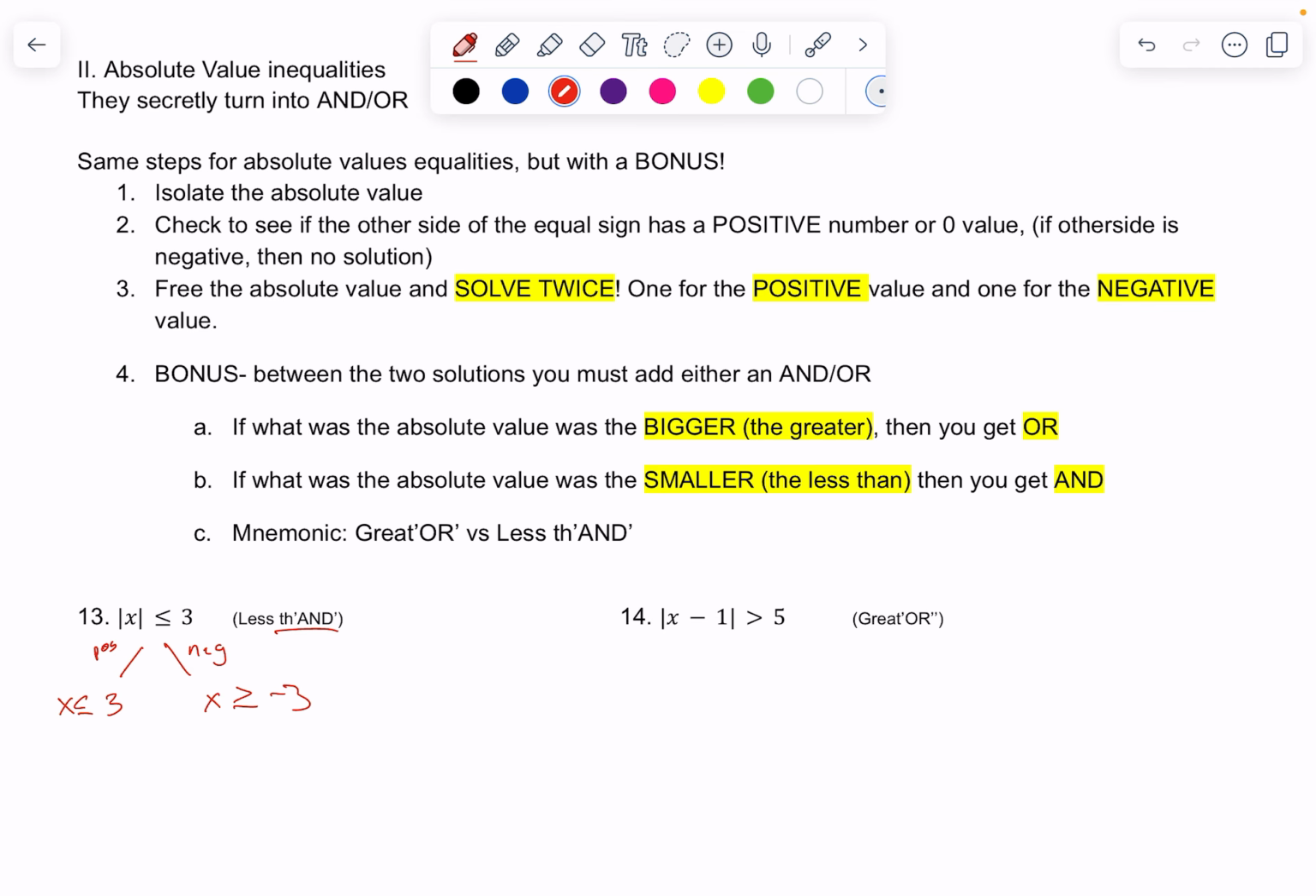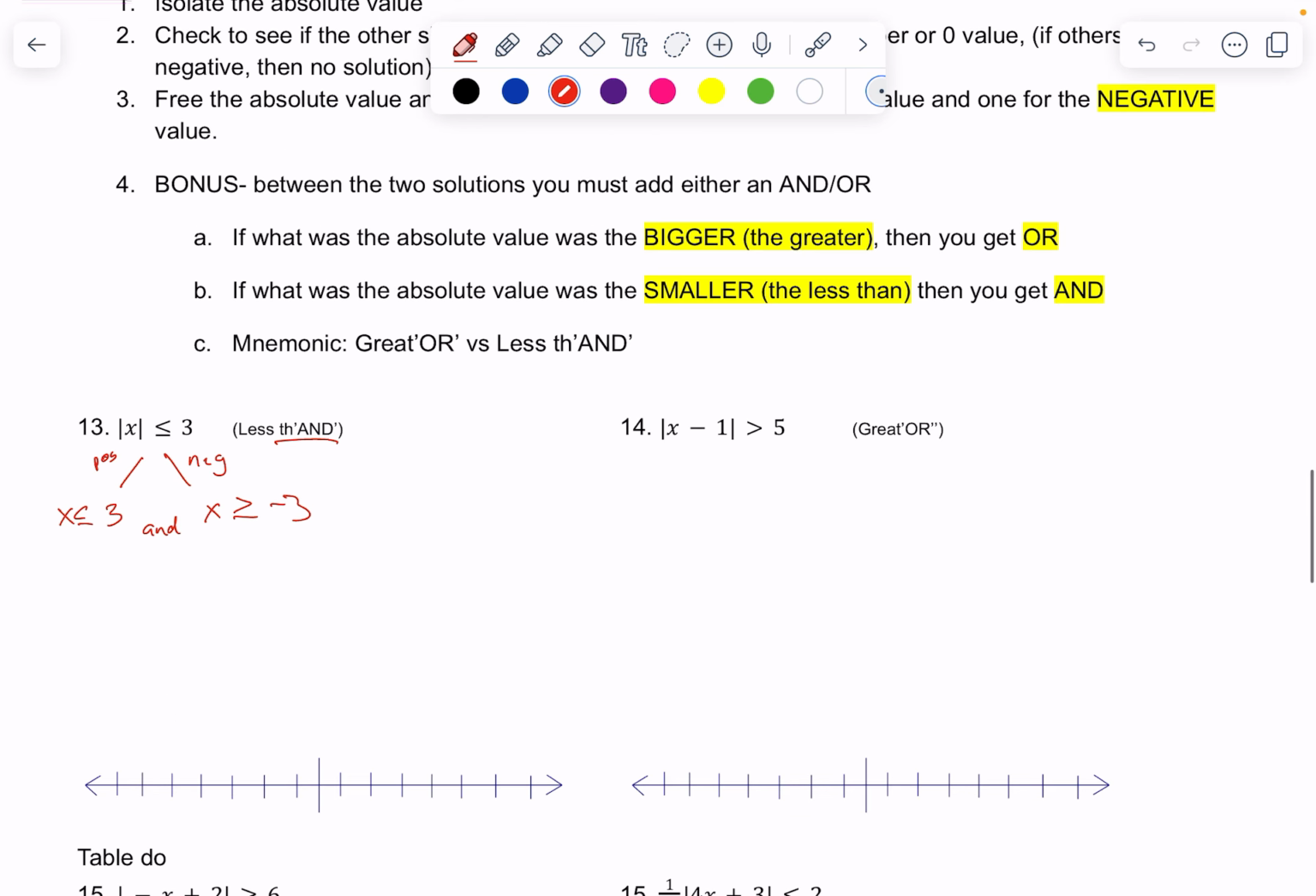Given that this is less than, this is an "and". When I graph this out, I can go from 3 inclusive, and it's going to go less than 3, to -3, and it's going to include, it's going to go this direction. Given that it's an "and", it's only the space in between. Yes, hopefully that makes enough sense.